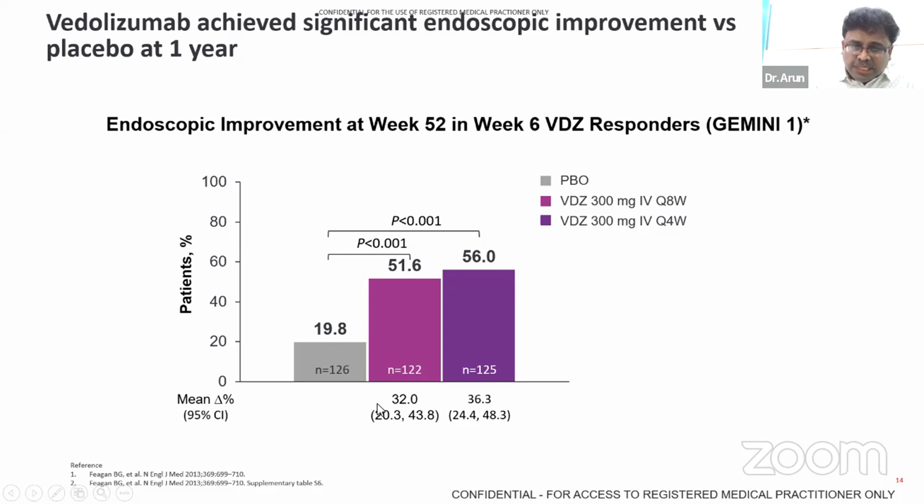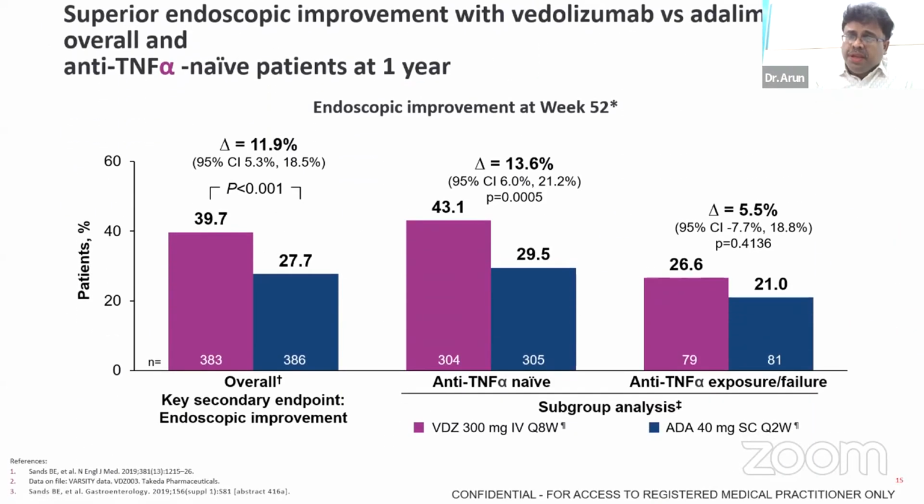So when compared to your placebo molecule, the endoscopic healing at week 52 and week 6, vedolizumab response has been tried in your GEMINI phase, strongly proving the endoscopic mucosal healing. So within a 2 to 3 dose regimen that shows a significant response, you are able to attain endoscopic healing with vedolizumab, also in the initial phase of therapy. Apart from that, superior endoscopic improvement with vedolizumab versus adalimumab in overall and anti-TNF naive patients at 1 year. So this is what we have tried.